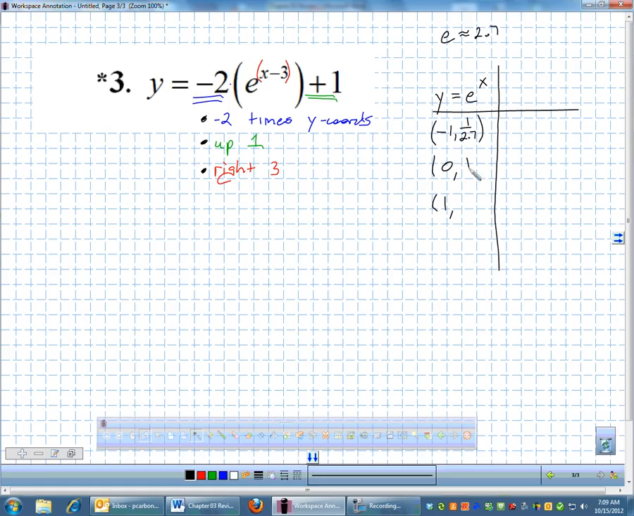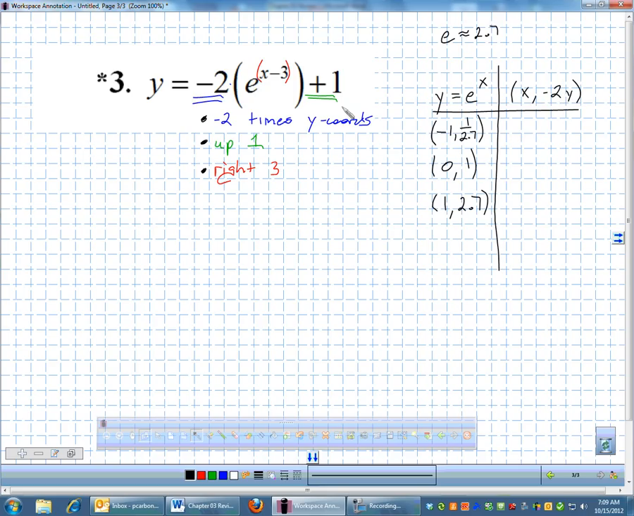e to the 0 is 1. That's pretty easy. Anything to the 0 power is 1. And e to the first is e. But e is about 2.7, so we're going to graph it about 2.7. And then we need to double our y coordinates. So -2 times the y coordinates, actually multiplied by -2. My x stays the same, and I'm going to multiply my y's by -2.